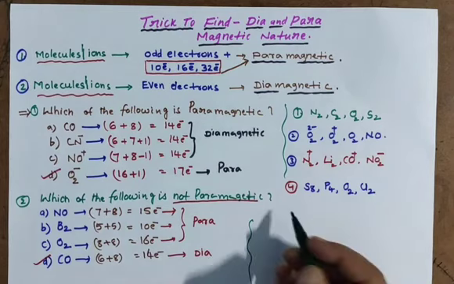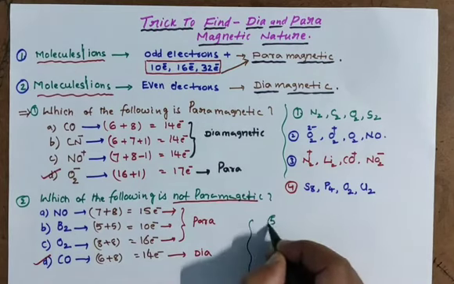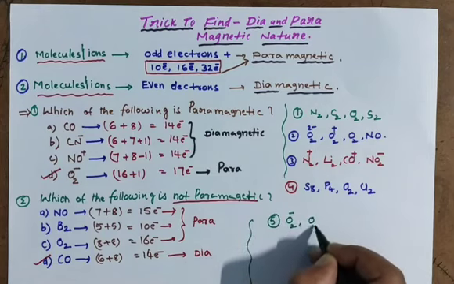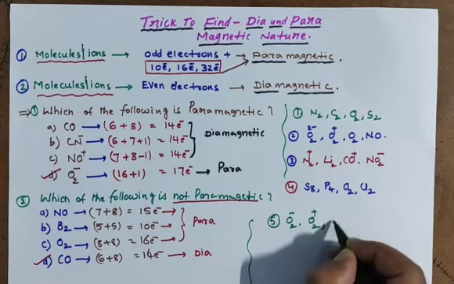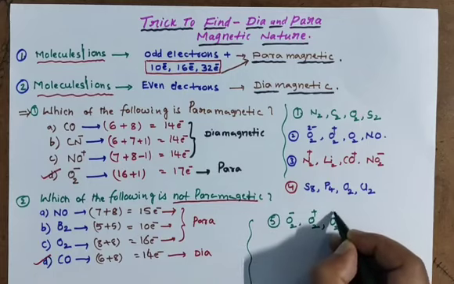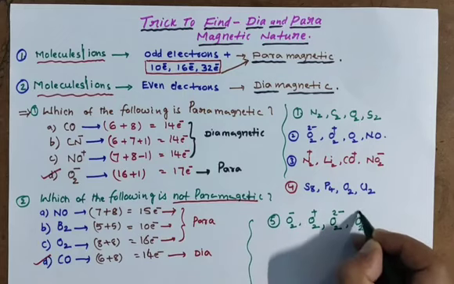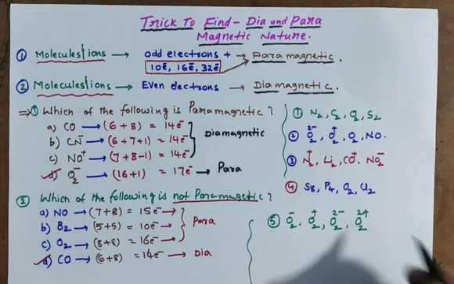And one more question I am giving here: O2 minus, O2 plus, O2 2 minus, and O2 2 plus. You practice this, then you will get some clarity to easily identify which is dia and which is para.